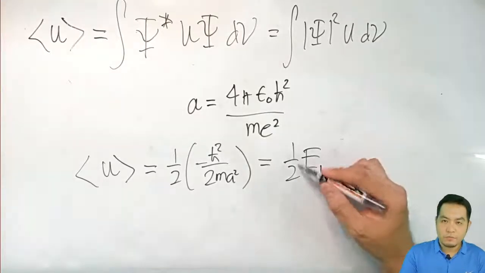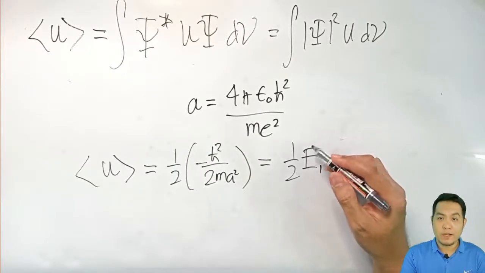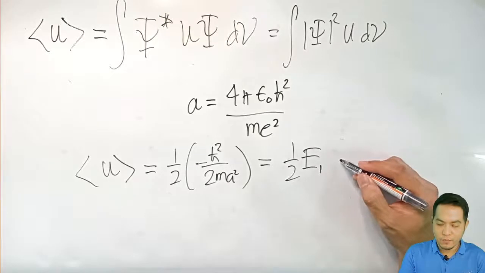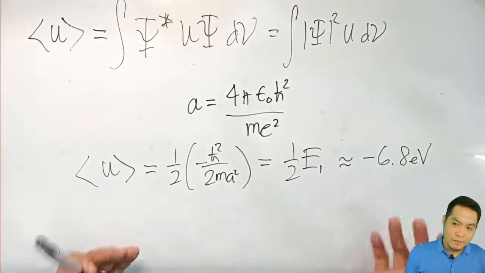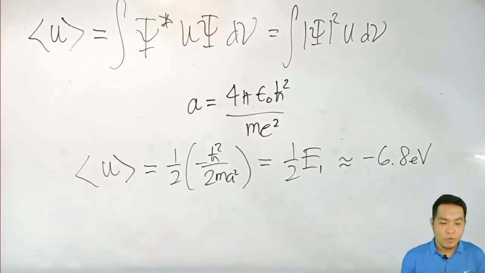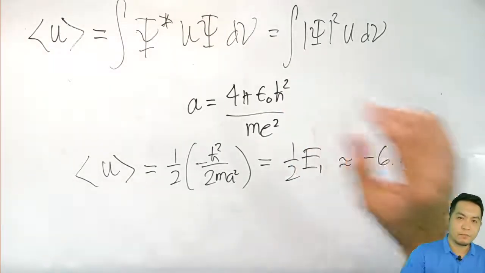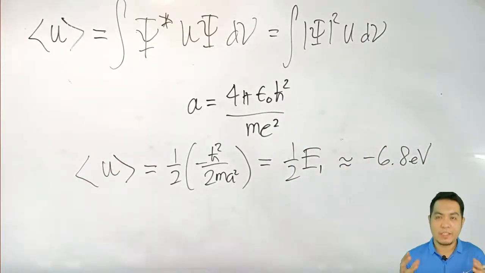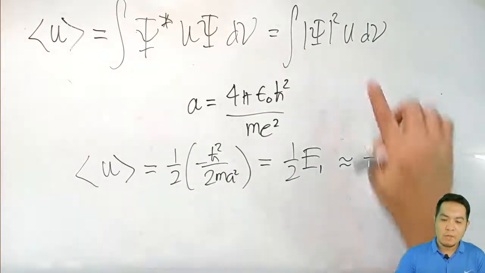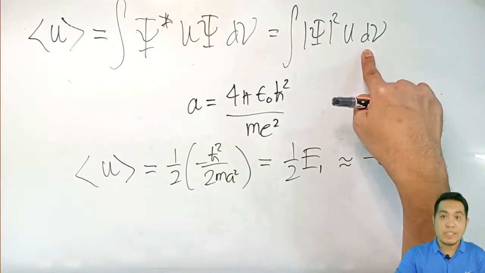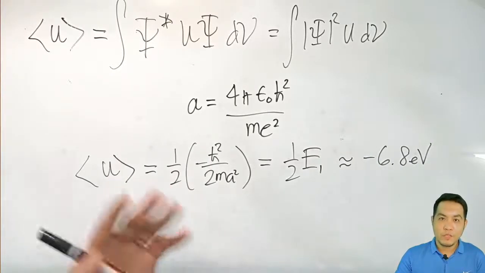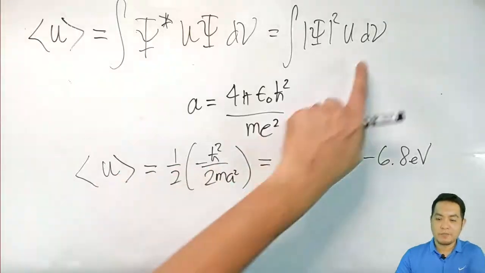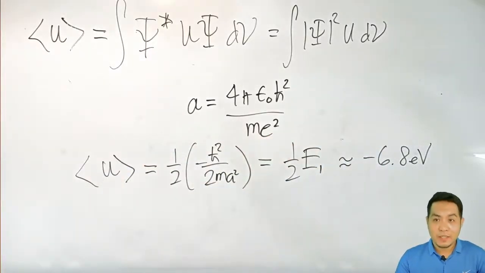If we substitute the approximate value of the ground state, which is negative 13.6 electron volts, this is approximately negative 6.8 electron volts. So this is the average potential energy of the given system. The method that we used here is similar to the previous chapters when we find expectation values, but our measure now is volume, the differential volume dV. Since we are using spherical coordinates due to the spherical symmetry of the atom, dV is r squared sine theta d theta d phi dr.